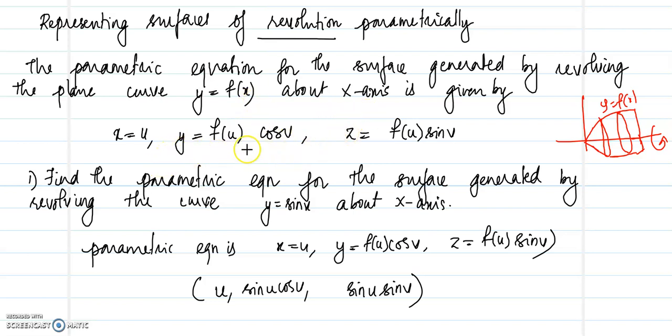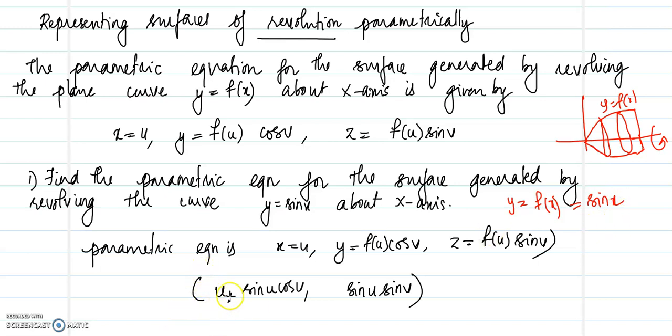So we have x equal to u, y equal to f of u cos v, and z equal to f of u sin v. So let us see an example based on this. Find the parametric equation for the surface generated by revolving the curve y equal to sin x about the x-axis. So here you have y equal to f of x, where f of x is equal to sin x.